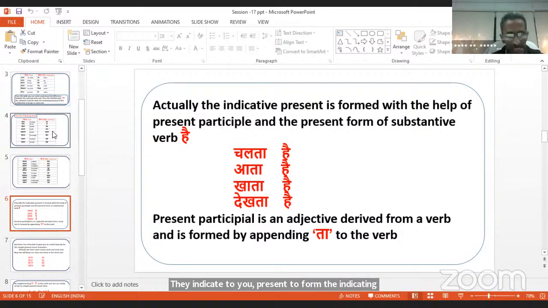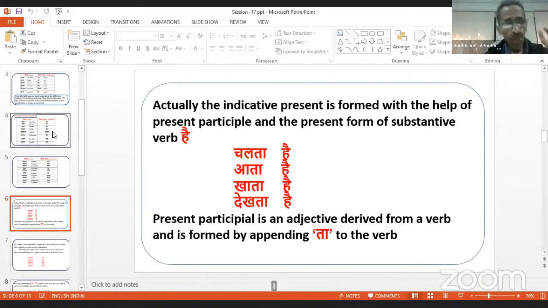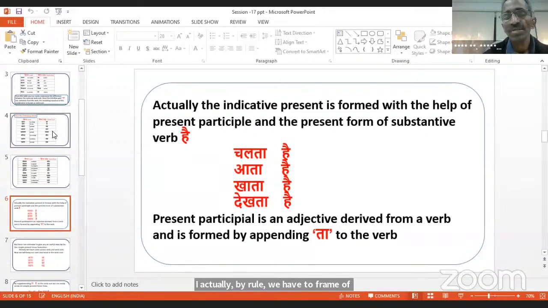Two things are here, and both are new for you. The first thing, the present participle form. The second thing, the substantive verb. There is no need to panic. These are all new words, but at the same time, you can easily cope with them once we come across them. So for the present tense form, we have to understand verb and verb root.